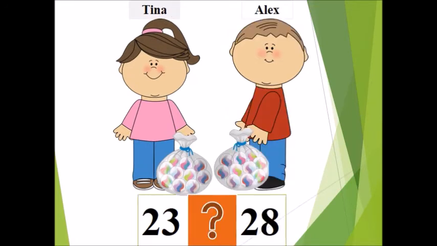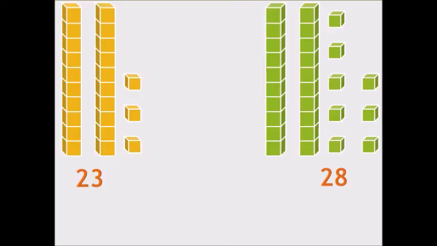Now Alex and Tina don't know who has more marbles and who has less marbles. Let's help them decide. We need to compare 23 and 28. Here's a model of the two numbers. 23 has 2 tens and 3 ones. 28 has 2 tens and 8 ones.